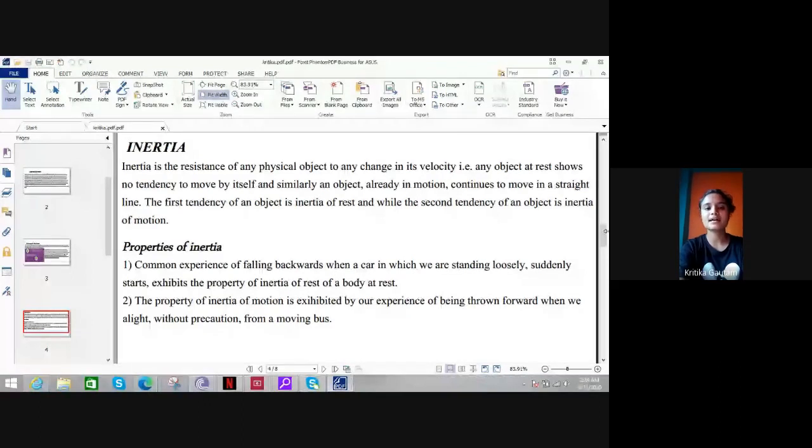Inertia. Inertia is the resistance of any physical object to any change in its velocity. That is, an object at rest shows no tendency to move by itself, and similarly an object already in motion continues to move in a straight line. The first tendency of an object is inertia of rest, while the second tendency of an object is inertia of motion.